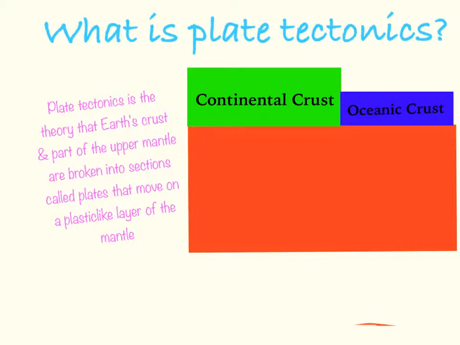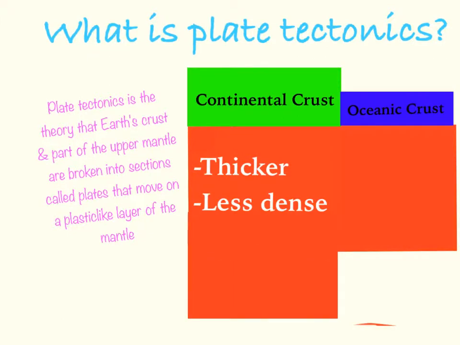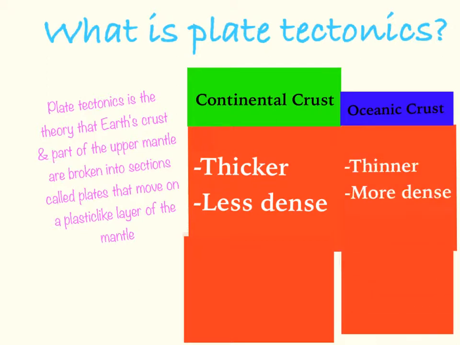Before we start, you'll want to know what plate tectonics is. Plate tectonics is the theory that Earth's crust and part of the upper mantle are broken into sections called plates that move on a plastic-like layer of the mantle. There are two kinds of crust on the mantle. There are continental crust and oceanic crust. Continental crust is thicker and less dense, whereas oceanic crust is thinner and more dense.